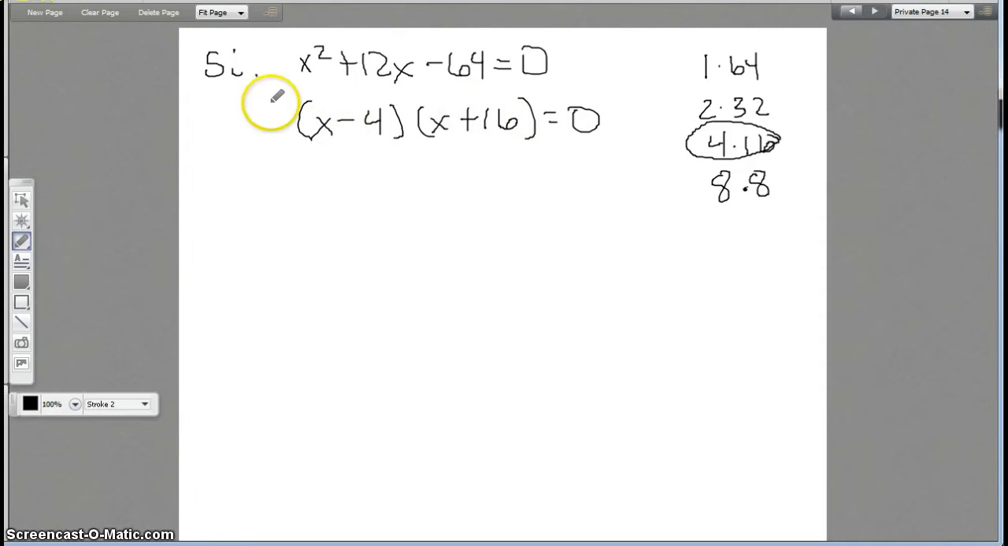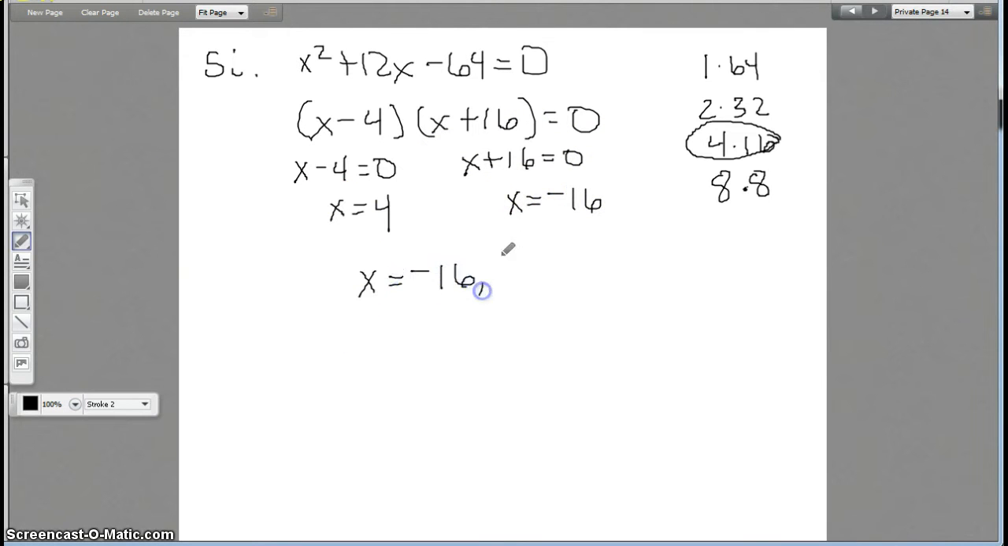Now we set each factor equal to 0. So x minus 4 equals 0, and x plus 16 equals 0. To solve the left-hand equation, we add 4 to both sides, so x equals 4. To solve the right-hand equation, we subtract 16 from both sides, so we have x equals negative 16. So our solutions are x equals negative 16 and x equals 4.